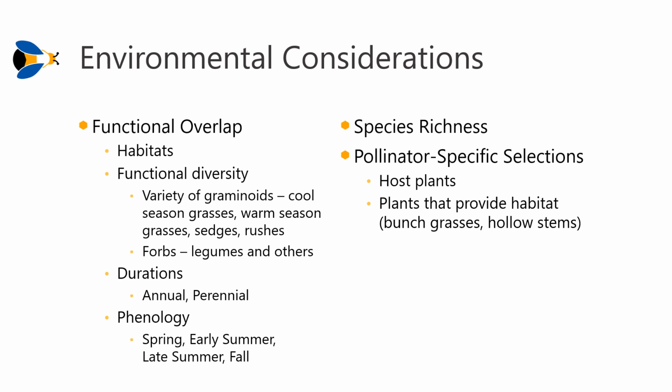Species richness, like functional overlap, ensures that enough species are provided in the seed mix to establish and become self-sustaining over time. Pollinator-specific selections can be chosen for seed mixes as well. For example, different host plants for target pollinator species could be selected, or plants that provide habitat such as bunch grasses and species with hollow stems.